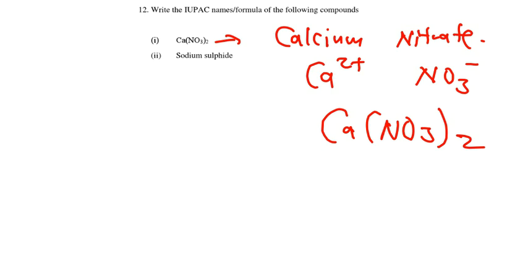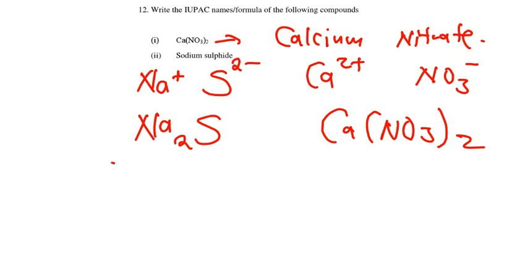And then sodium sulfide. Sodium and sulfide. Okay, sulfur comes with a charge of 2 minus. So sodium is from group 1, so it becomes sodium sulfide.